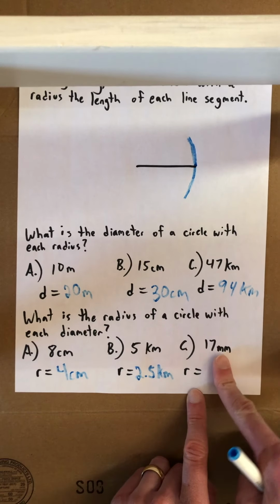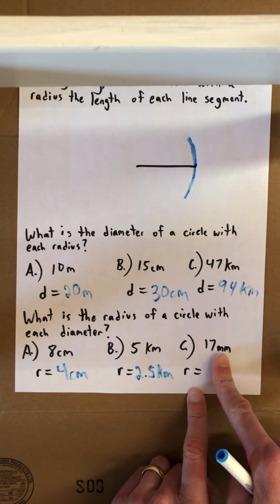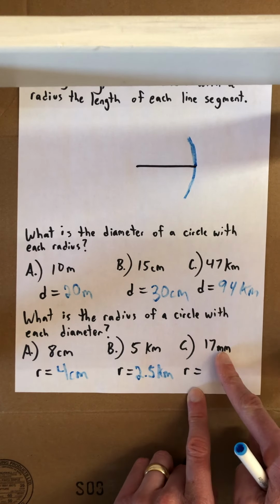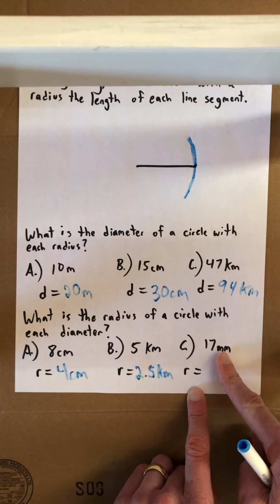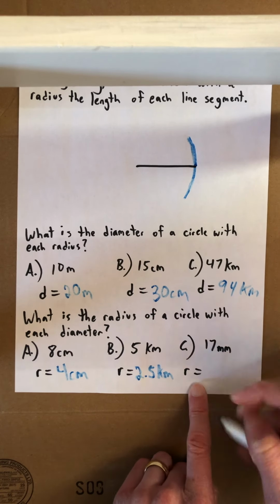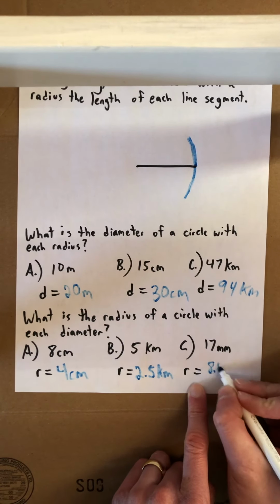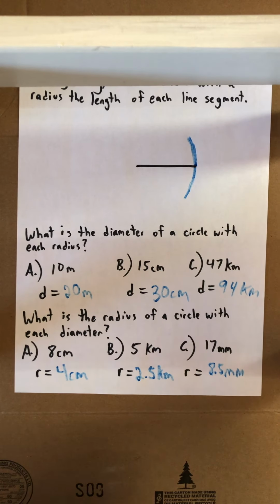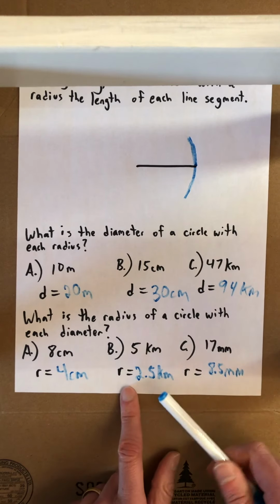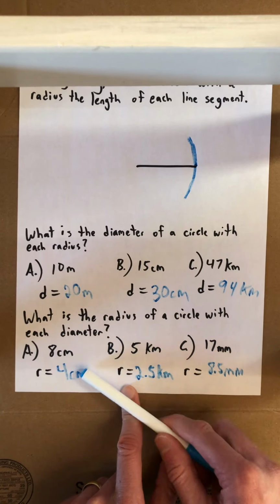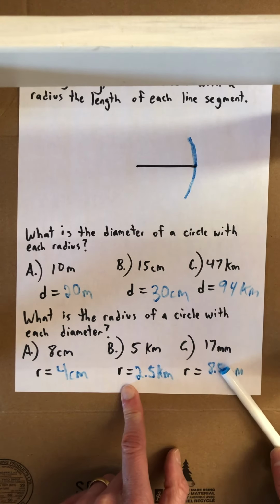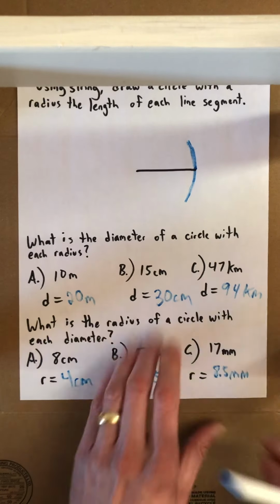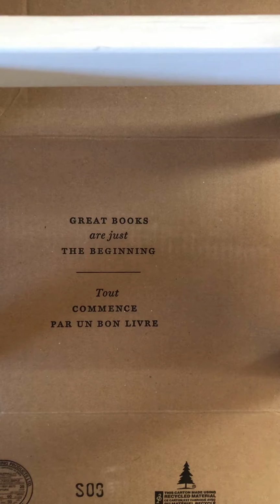And then over here for 17 millimeters as a diameter, to find the radius, once again, I'm going to have to cut it in half. Of course, it's going to be not exactly 8, not exactly 9, but halfway between the two of them, so it'll be 8.5 millimeters for this radius. So if I have the diameter, I can find the radius by just cutting these in half. If I have the radius, I can find the diameter by doubling it. It's as easy as that.